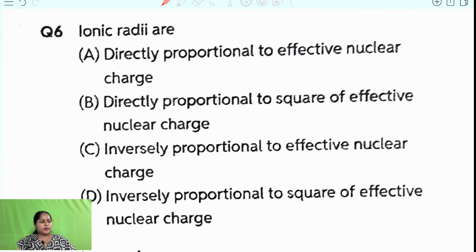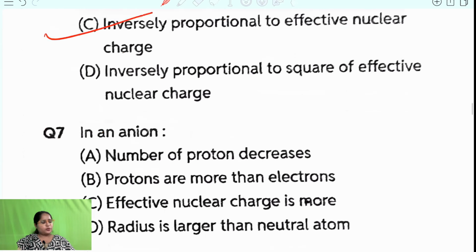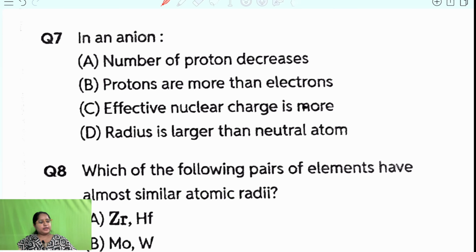Ionic radii are directly proportional to effective. Ionic radius is inversely proportional to Z effective. More Z effective, more force of attraction. So more force of attraction, so size will decrease. Directly proportional to the square of effective nuclear charge, very bad. Inversely proportional to, yes. Sixth, C option. Okay, let us see question number 7.